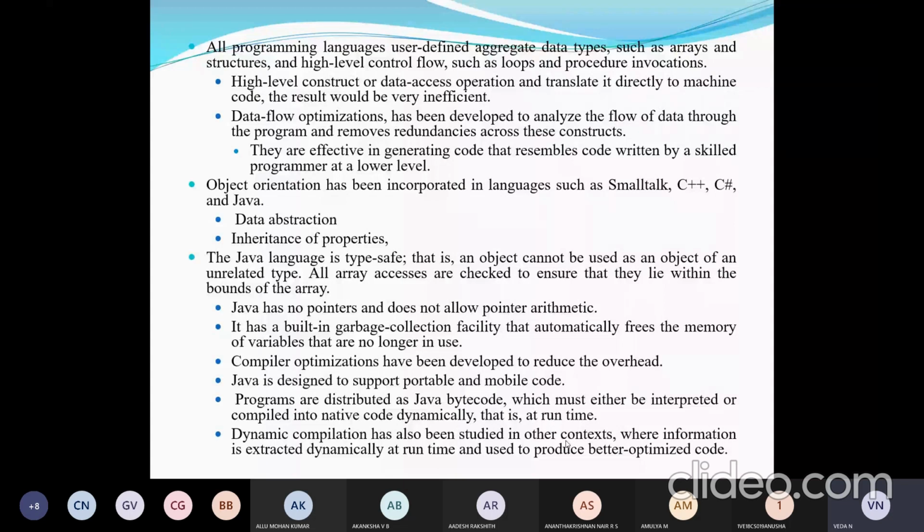So this is about the programming languages and features they have generally talked about. Okay, so all these features, whenever we are trying to implement a compiler, we should take care of all these features. That's it. Moving on.